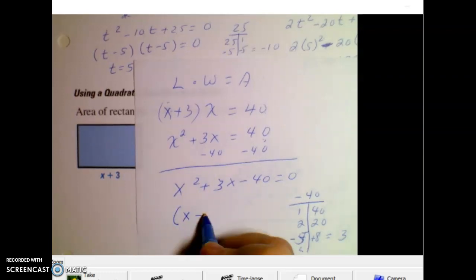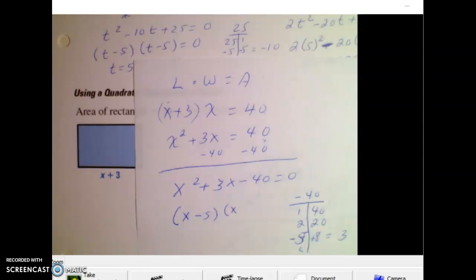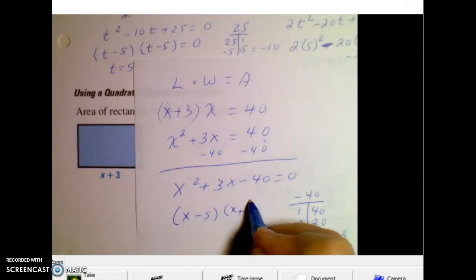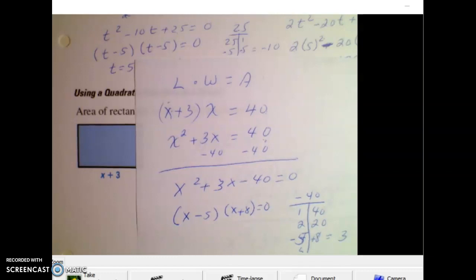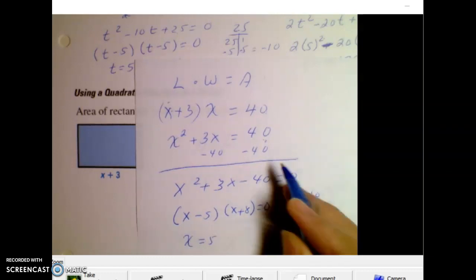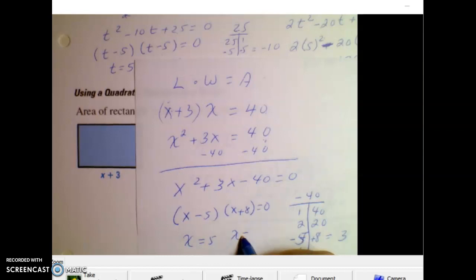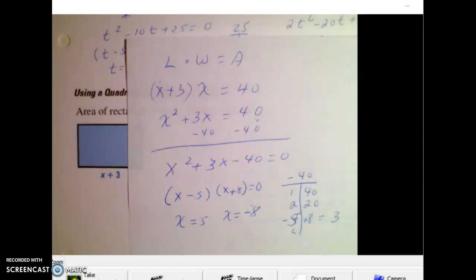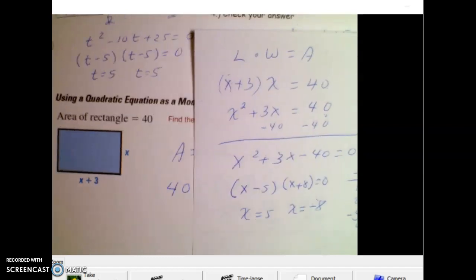X minus 5, x plus 8 equals 0. All right, if I solve this, I get x is equal to 5. If I solve this, I get x is equal to negative 8. And now I'm going to have to plug those in and see which one works.